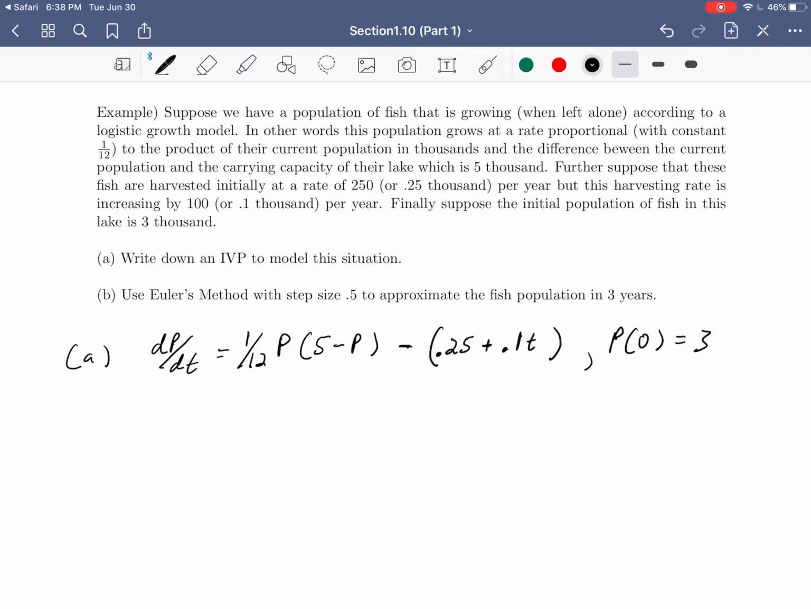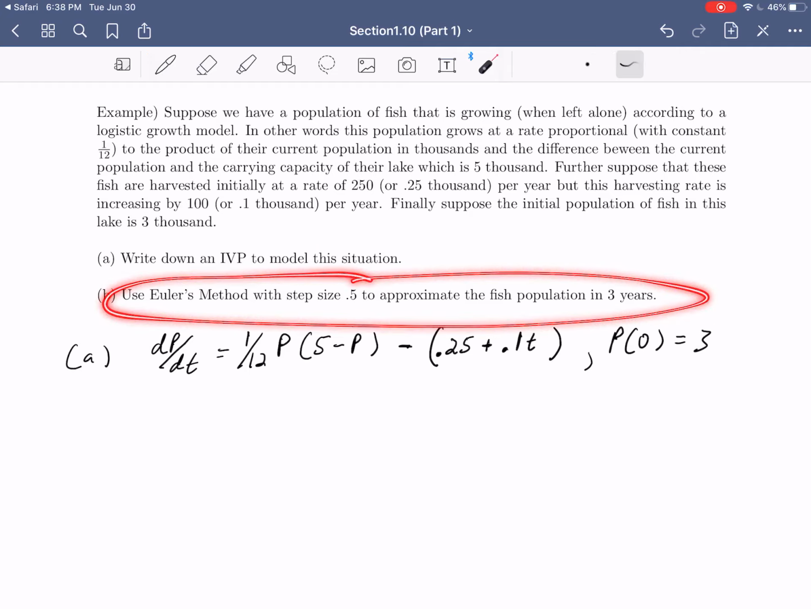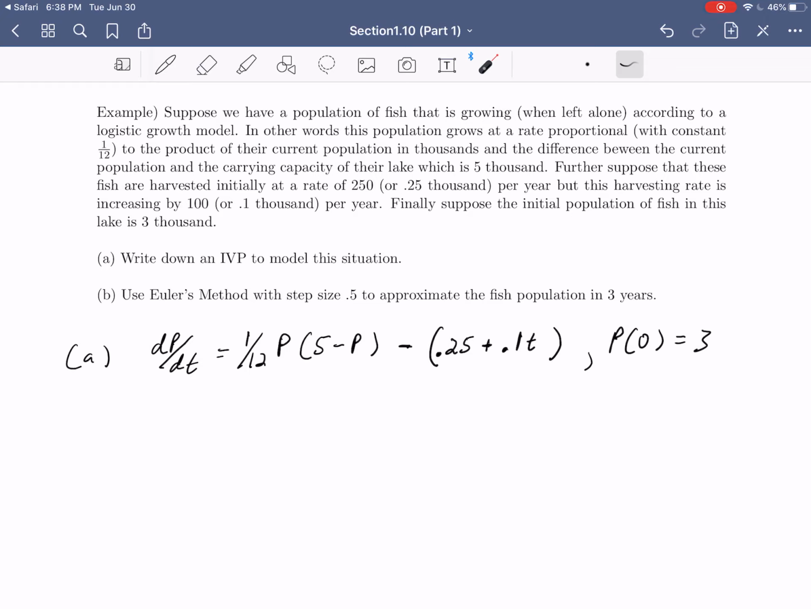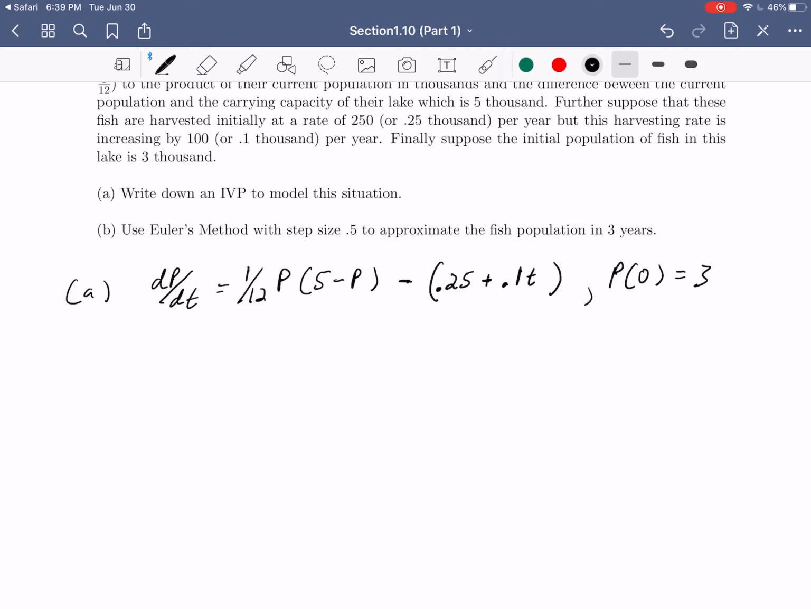because again, we're measuring everything in thousands. Now, the main thing we want to do is avoid trying to solve it and use Euler's method with a step size of half a year, or 0.5, to approximate what happens to the fish population in 3 years. So let's go ahead and do that.